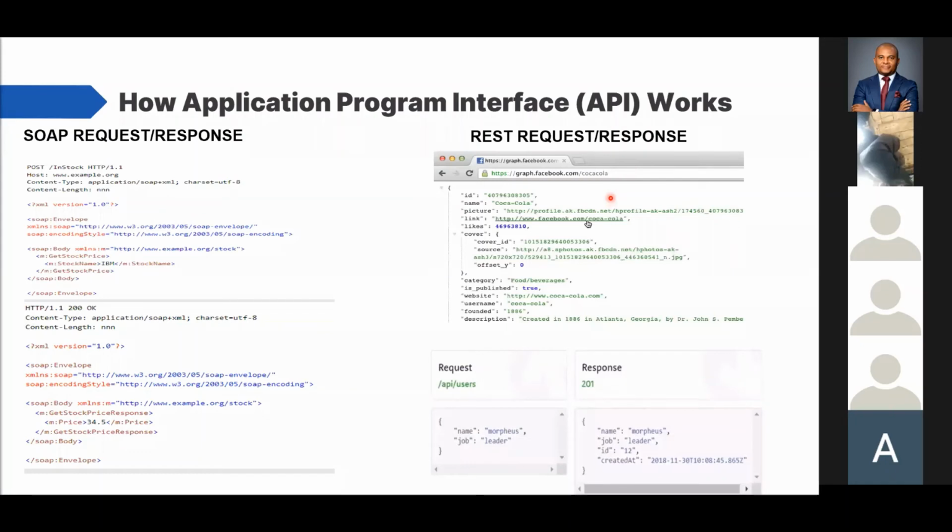YAML, RSS, etc. So we have an instance here where we have an API request sent across on a Facebook API to request Coca-Cola information, and you can see the response that was given, which is even very readable from the look of it. Another instance downstairs that you can see, request and response, you can see how simple it is. Of course it cannot be explained extensively in this little space of time, but I advise that we go online to read more on SOAP and REST.